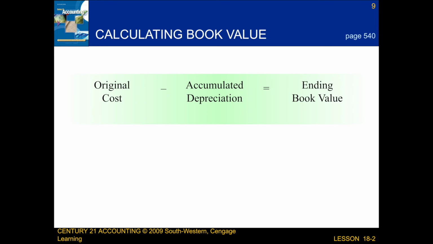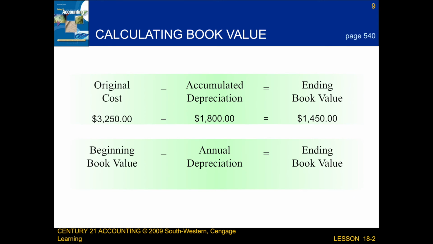Okay, so the last thing that we're going to be talking about in this lesson is calculating book value, and there are a couple of ways that we can calculate book value. The first way is to take the original cost and subtract it from the accumulated depreciation, and that will give us the ending book value.